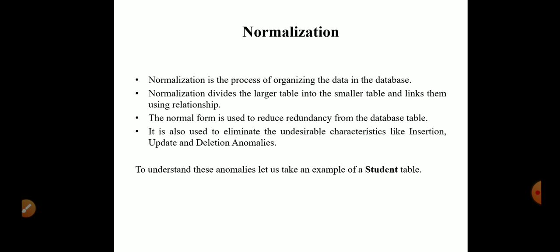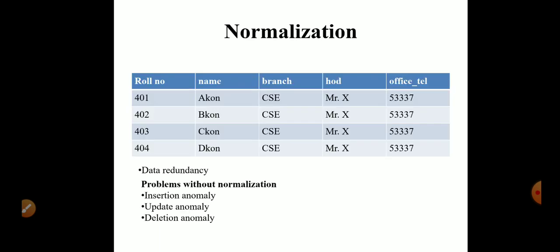To understand these anomalies, let's take an example of a student table. So this is the student table. It consists of roll number, name, branch, HOD and office number. If a table is not properly normalized and has data redundancy, it will not only take up extra memory space but will also make it difficult to handle and update the database.